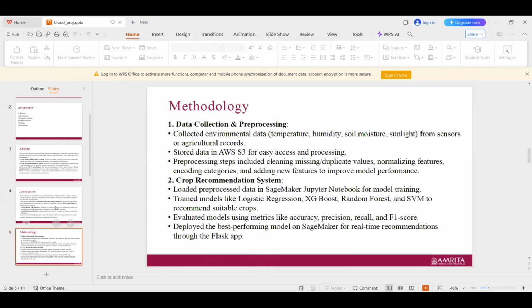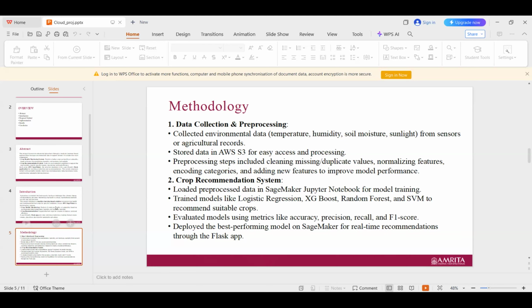Our methodology started with data collection and pre-processing. We gathered environmental data like temperature, humidity, soil moisture, and sunlight from sensors and existing records. We cleaned the data by removing missing or duplicate values, normalized features, and encoded categorical values. This data was stored in AWS S3 bucket, making it easily accessible during model training in SageMaker.